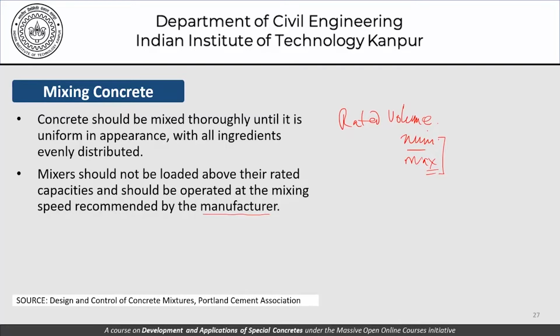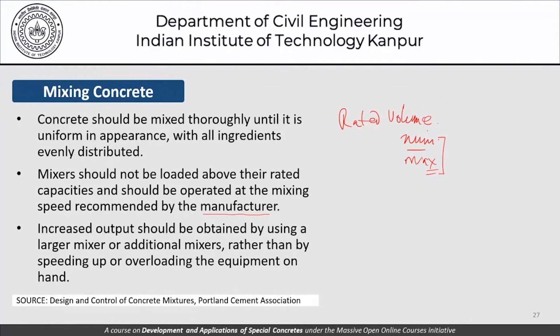Increased output should be obtained by using a larger mixer or additional mixers rather than by speeding up or overloading the equipment on hand. This is something which we must remember, that overloading the mixers or trying to obtain a higher output by speeding up the mixing operation is actually counterproductive and it should not be resorted to.